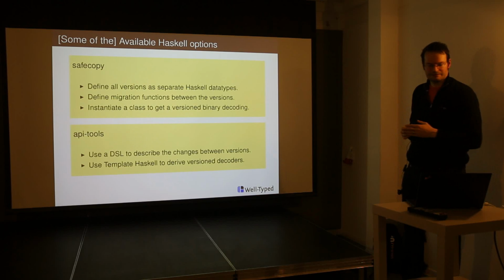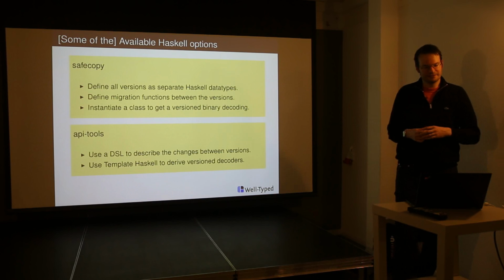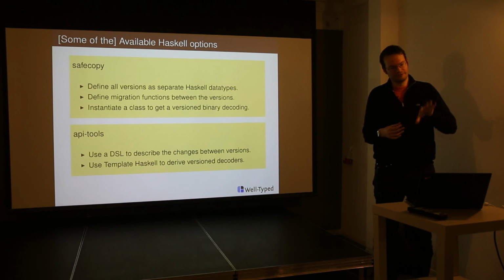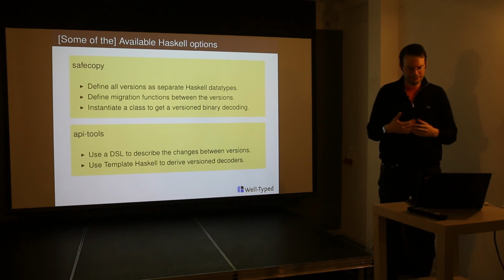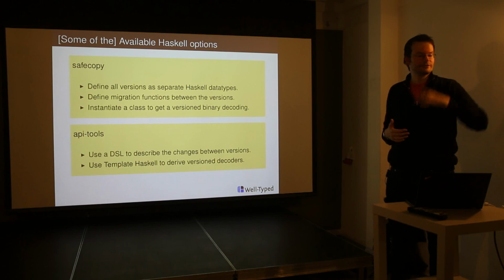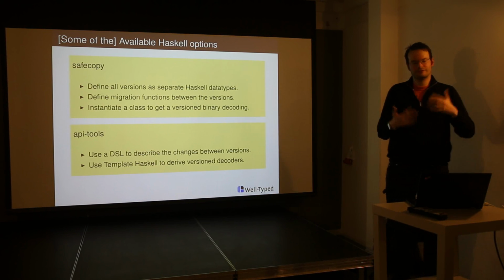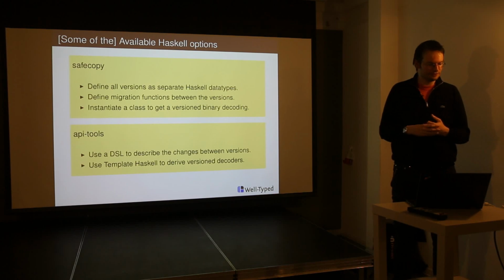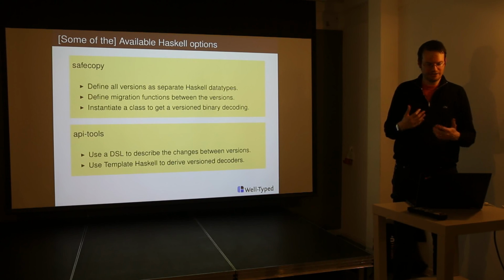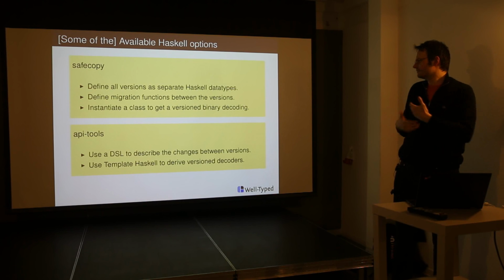Safe copy is a package that allows you to define essentially all different versions as separate Haskell data types. So you really define all these different versions of the data type. Rather than having one user data type, you'd have 4 or 5. And then you define migration functions between the versions manually. And then you instantiate the class. The final step is relatively simple, but then you've done all the work already.